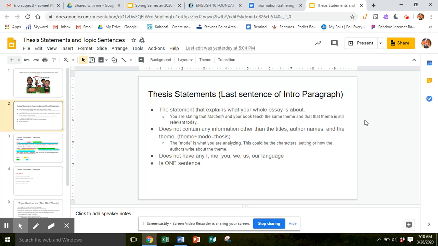In your thesis, you should not include any information other than your book titles, your author names, and your theme. When you take your theme and add it to the mode, which is what you're analyzing, that's your thesis. Your mode could be anything from characters, setting, or how the authors developed the theme over time. You could even break that down and focus on how the characters show the theme, or how the setting shows the theme, and have 3 ways the characters or setting develop the theme. You should not have any I, me, you, or us language. And again, it is one sentence.